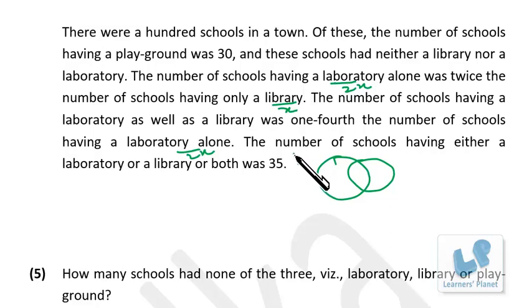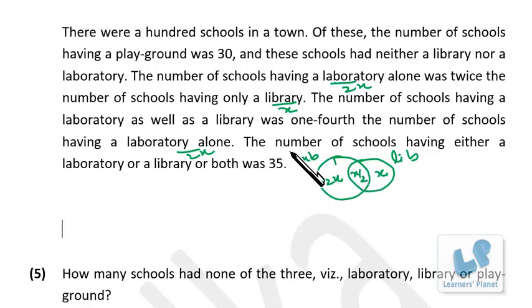So that is lab and that is library. So laboratory alone is 2x, library alone is x, and laboratory plus library is 2x by 4. I'm sorry, 2x by 4, 1/4 of the number of schools having laboratory alone. So that is 2x by 4, or I can say x by 2.